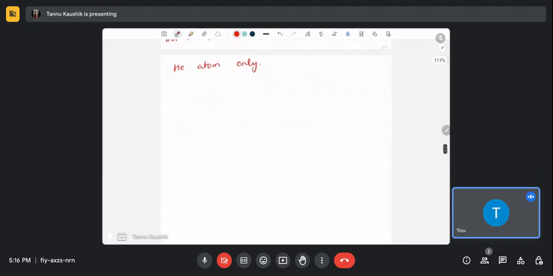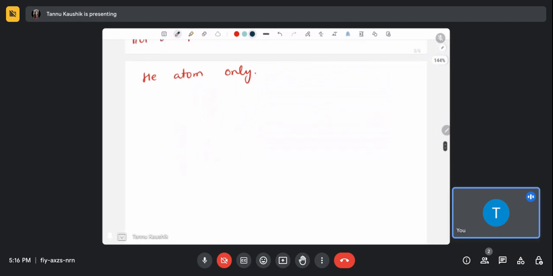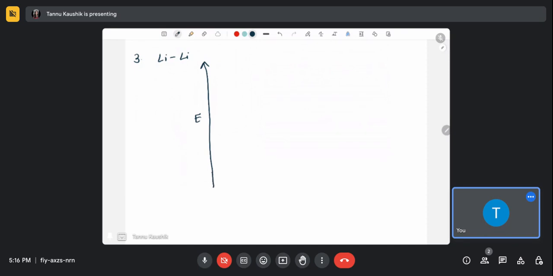Okay, so now let us take the next example, lithium. First draw the energy axis. The electronic configuration for lithium is 1s2 2s1. There are three electrons.